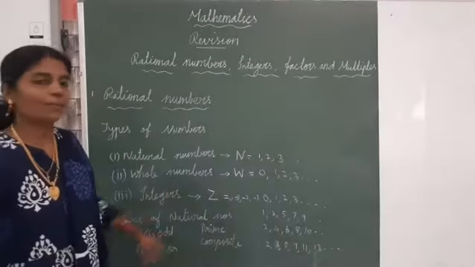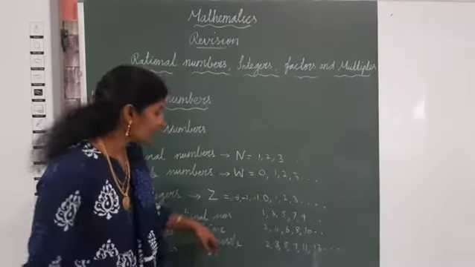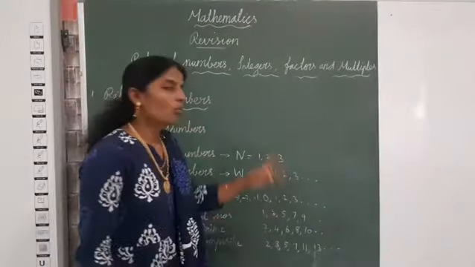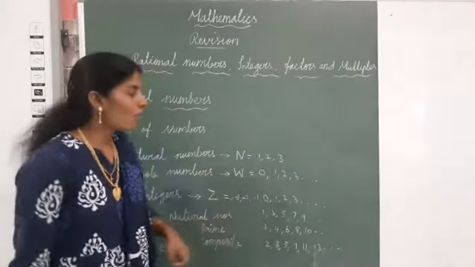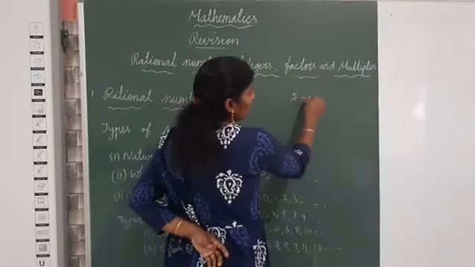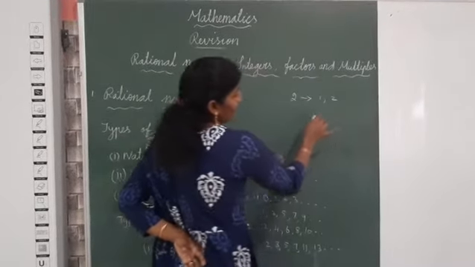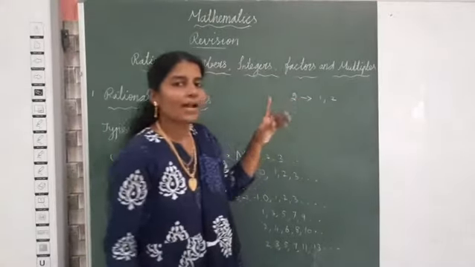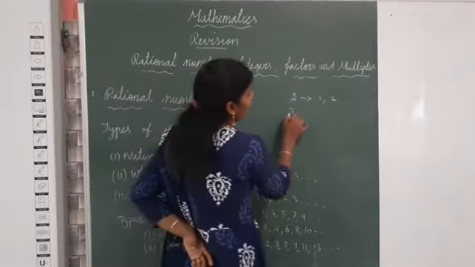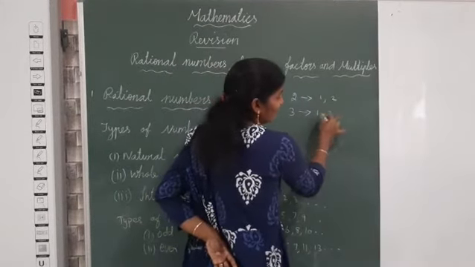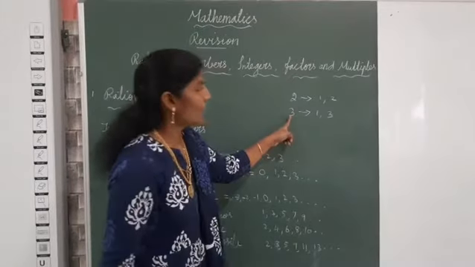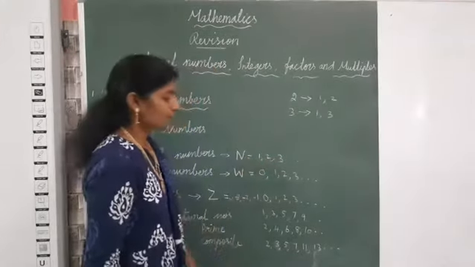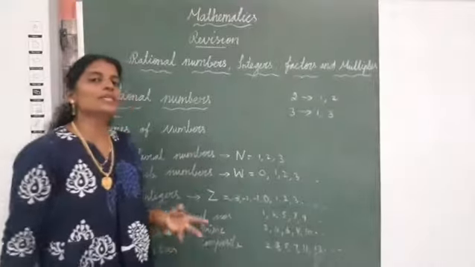Why these numbers are called prime numbers? Prime numbers means these numbers have exactly two factors. That is 1 and that number itself. What are the factors of 2? 1 and 2. That factor is 1 and that number itself. So 2 is called prime number. Now 3. What are the factors of 3? 1 and 3. Isn't it? So 3 also prime number. Are you clear?